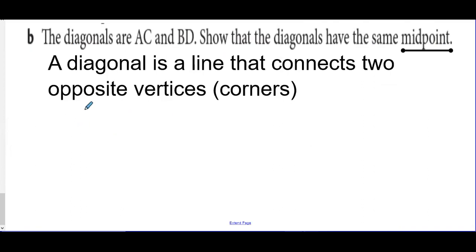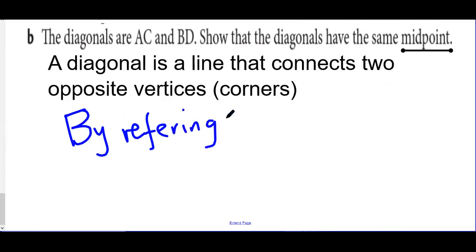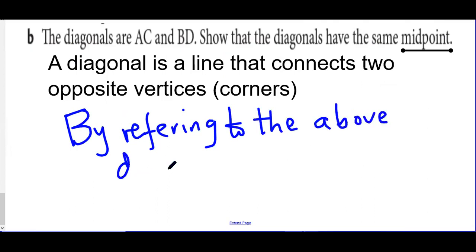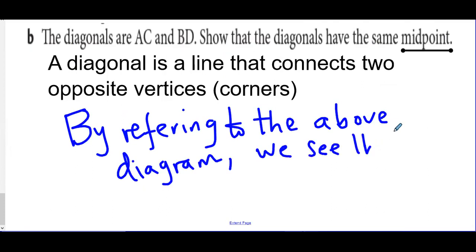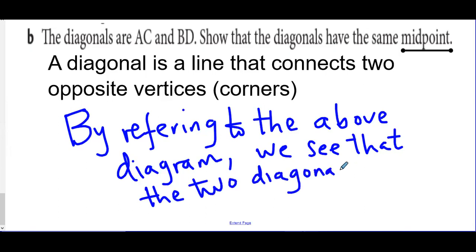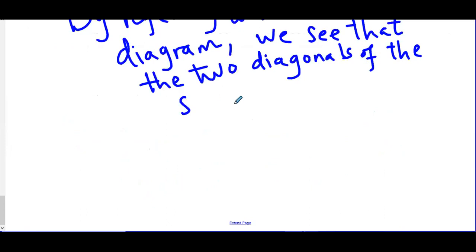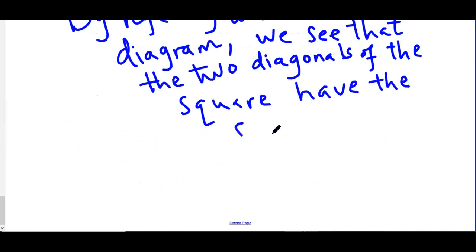So by referring to the above diagram, we see that the two diagonals of the square have the same midpoint. End of the discussion. Now let us stop here.